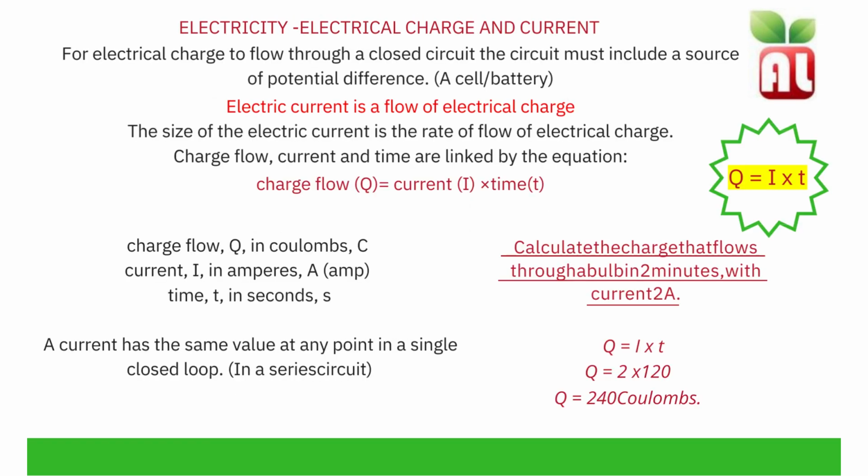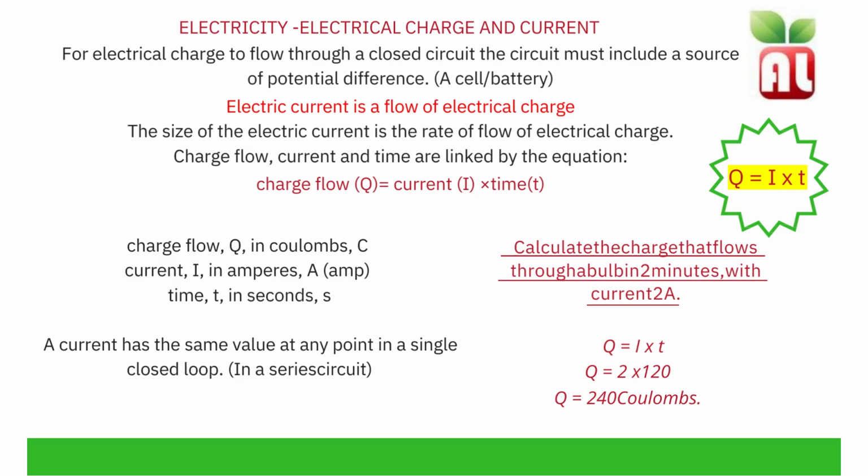Electrical charge and current. For electrical charge to flow in a closed circuit, the circuit must include a source of potential difference, which would be a cell or a battery. Electric current is a flow of electrical charge. The size of the electric current is the rate of flow of electrical charge. Charge flow, current and time are linked by the following equation.